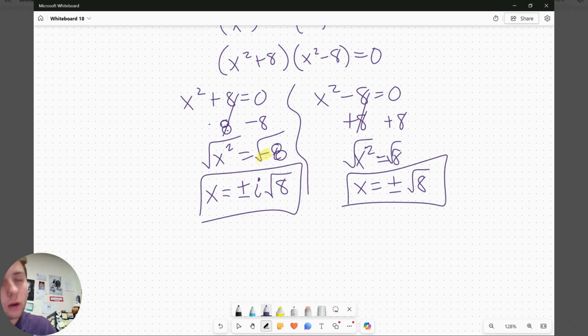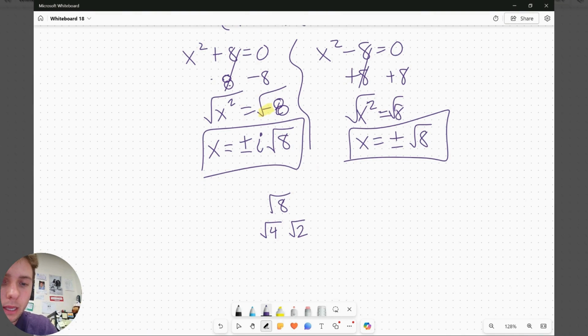But remember, we know how to simplify square roots. You can take the square root of 8. You can divide it by the perfect squares lower than it. You divide it by 4. You divide it by 1, right? You divide by the different perfect squares. And you would find that the perfect square of 4 goes in 2 times. Well, remember, the square root of 4 is just a value of 2. The square root of 2 does not change.